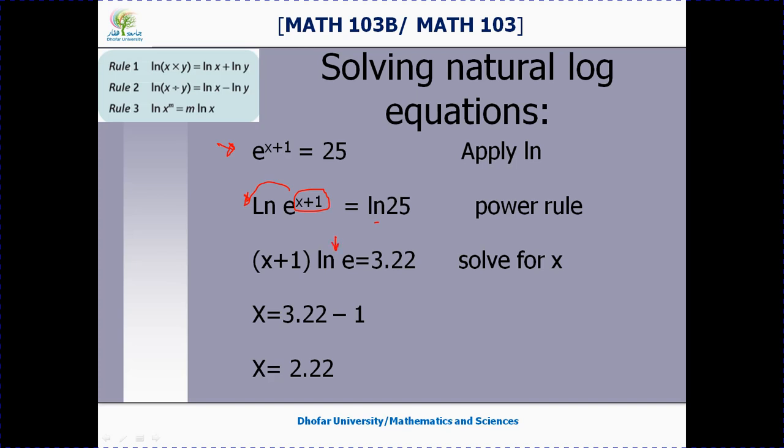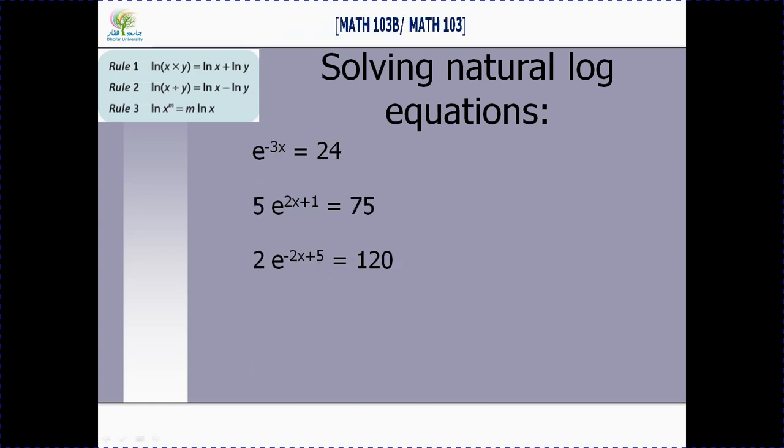So x plus 1 ln e equals 3.2. How much is ln e? I know that ln e is 1, so actually this is x plus 1 equals 3.22. In order to solve for x, you can just shift 1 to the right-hand side. It becomes minus, so x equals 3.22 minus 1. So the answer, x equals 2.22. Now it's your turn to solve those problems, the same way, following the same procedure.